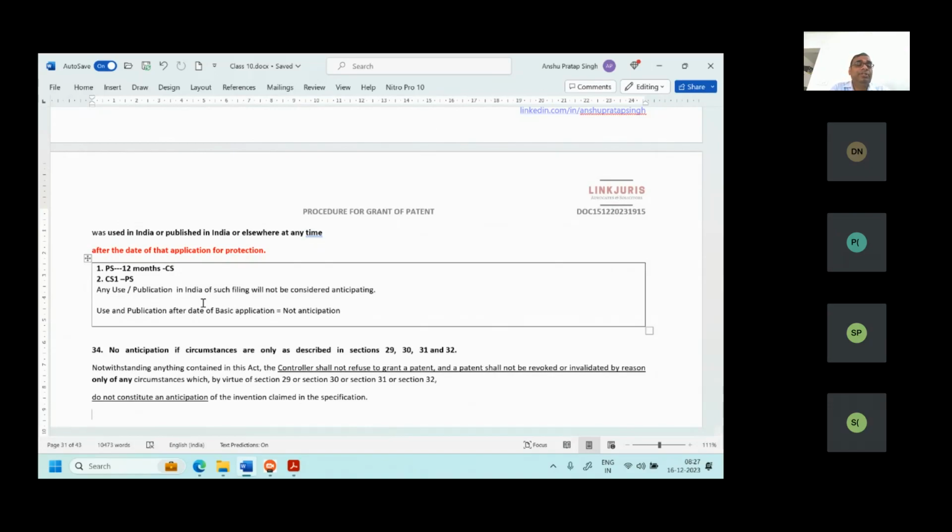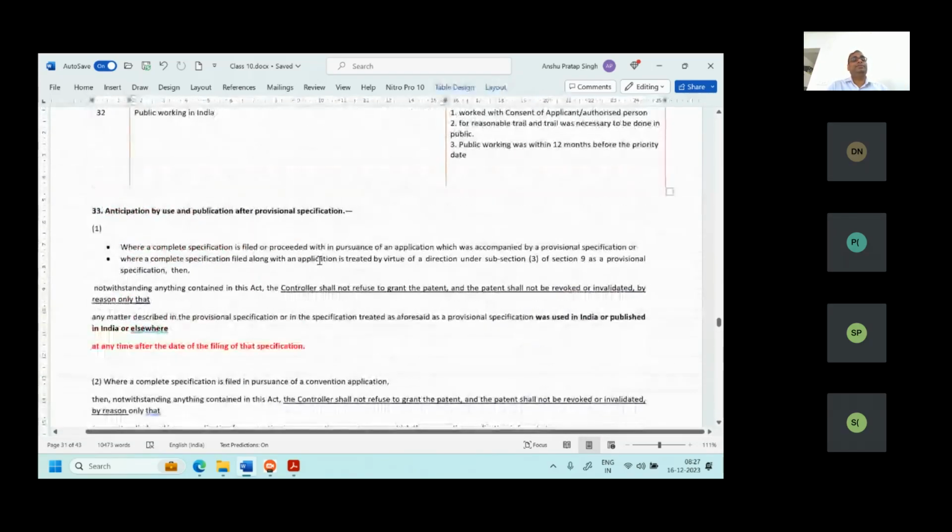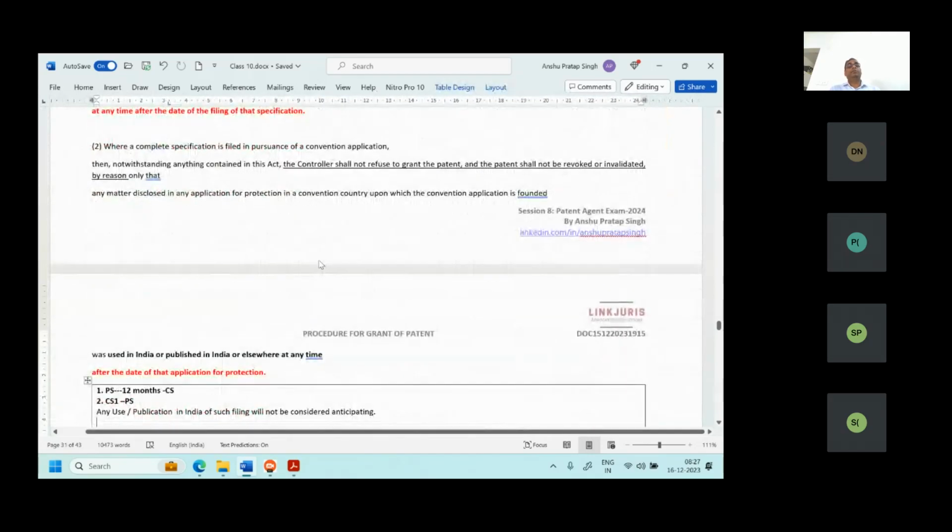Then comes basic application. See, basic application is in convention applications. So if after the filing of the basic application, after the priority, your invention has been published or used, your invention will not be considered as anticipated. This is the crux of 33.